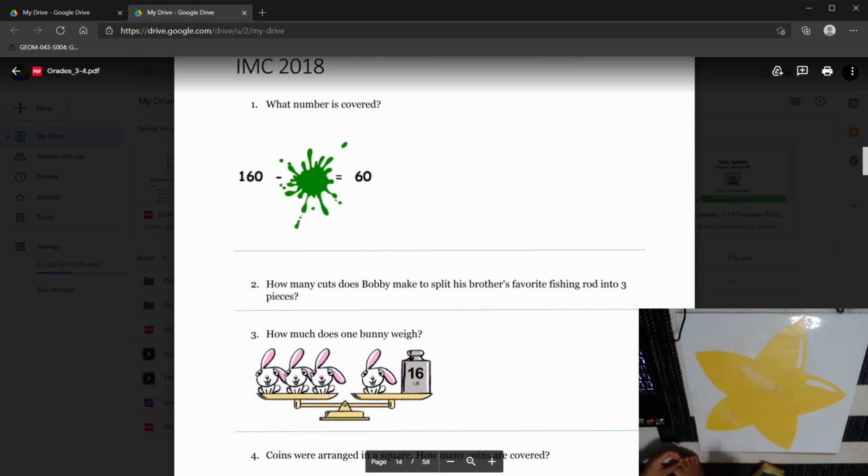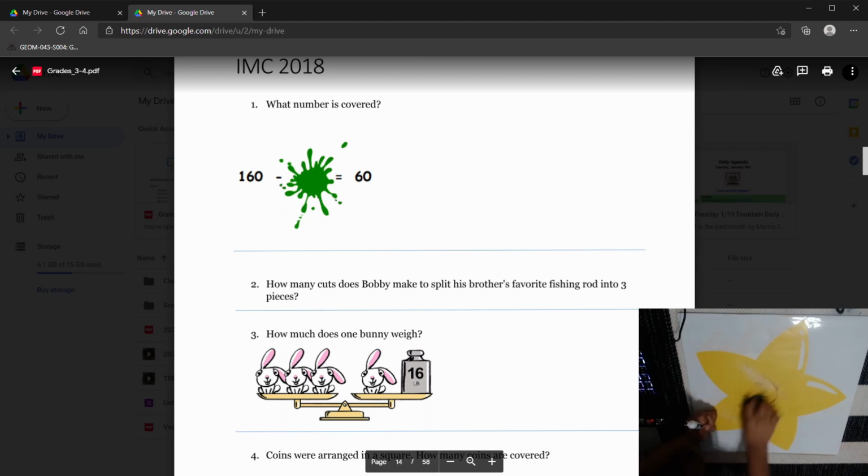How many cuts does Bobby make to split his brother's favorite fishing rod into 3 pieces? Okay, so always remember this. When you're cutting something, like you want 3 pieces in this question, what you do is 3 minus 1, and what would you get? You'd get 2. So 2 would be your answer.